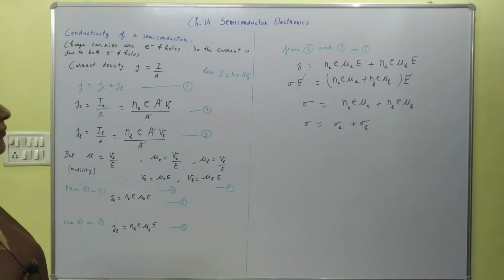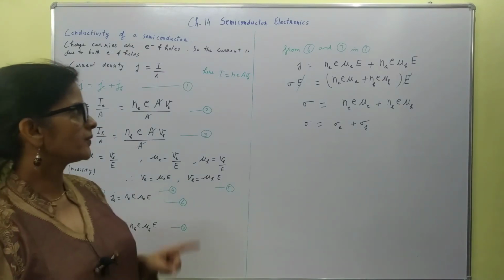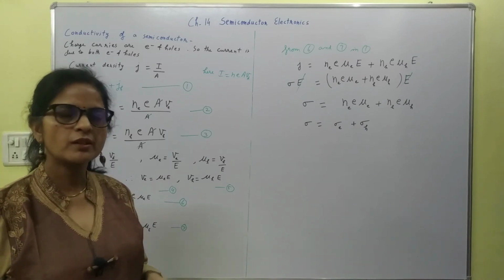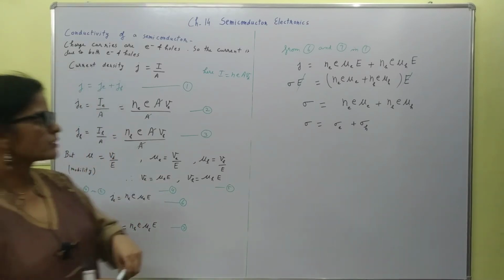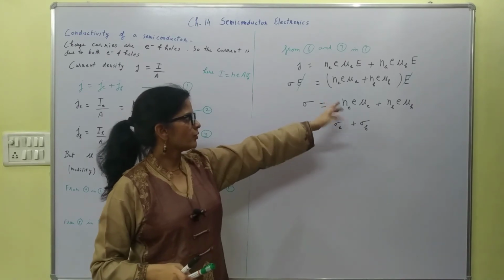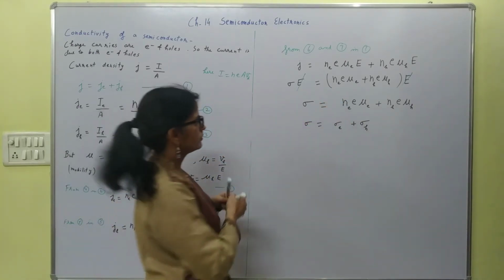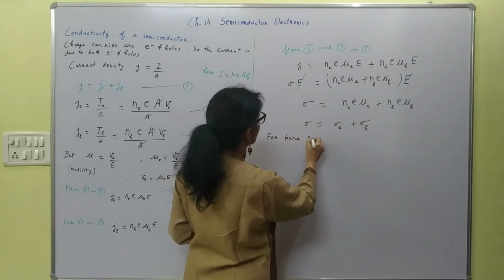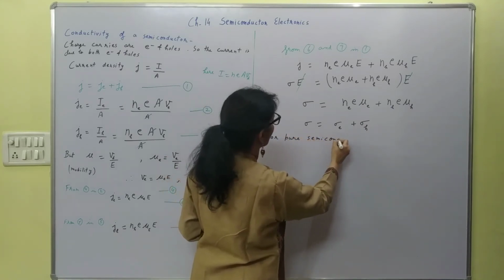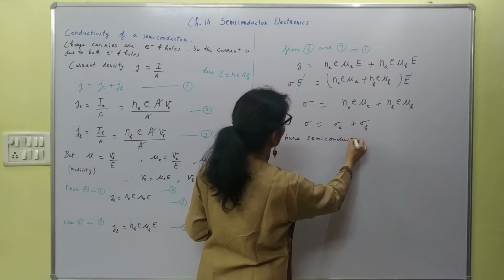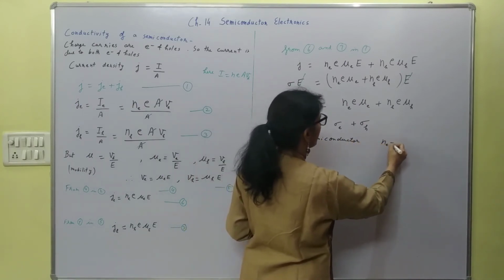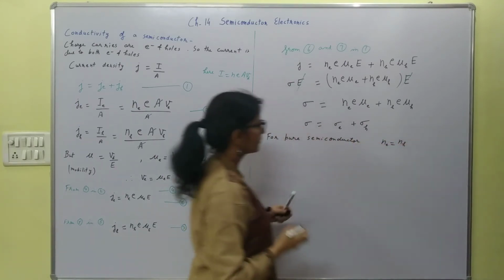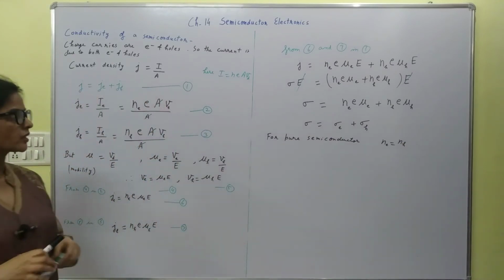We also know that in case of a pure semiconductor, the number density of electrons is equal to the number density of holes. So there also it will be converted. For pure, Ne will be equal to Nh, right? For impure, obviously it depends on the conditions.